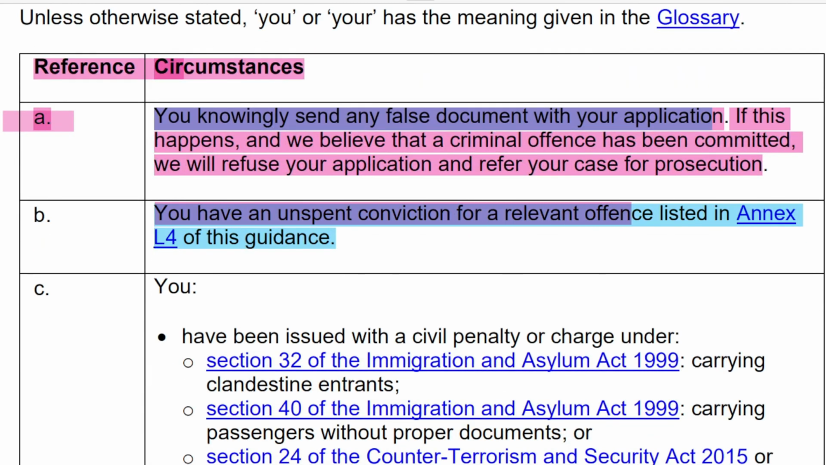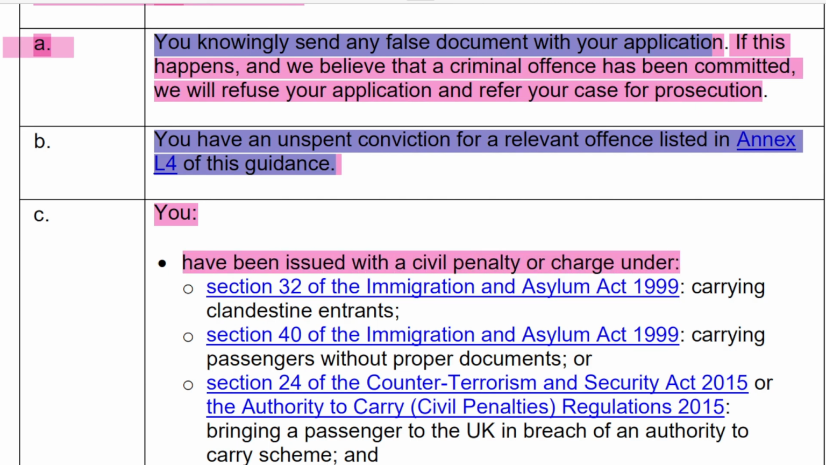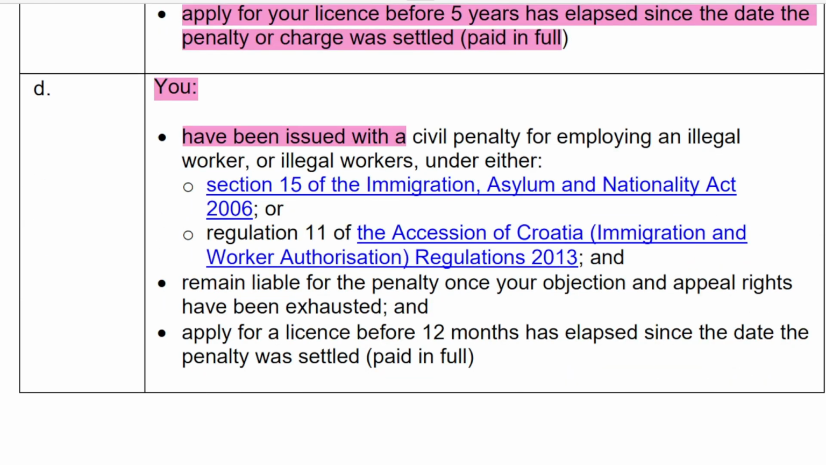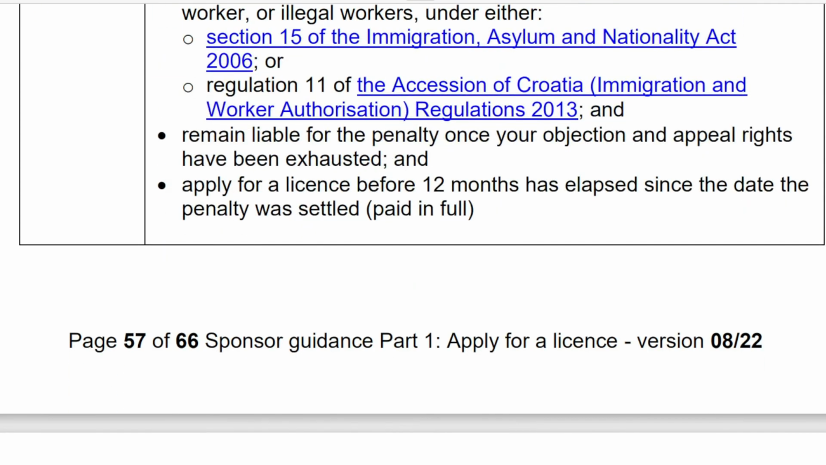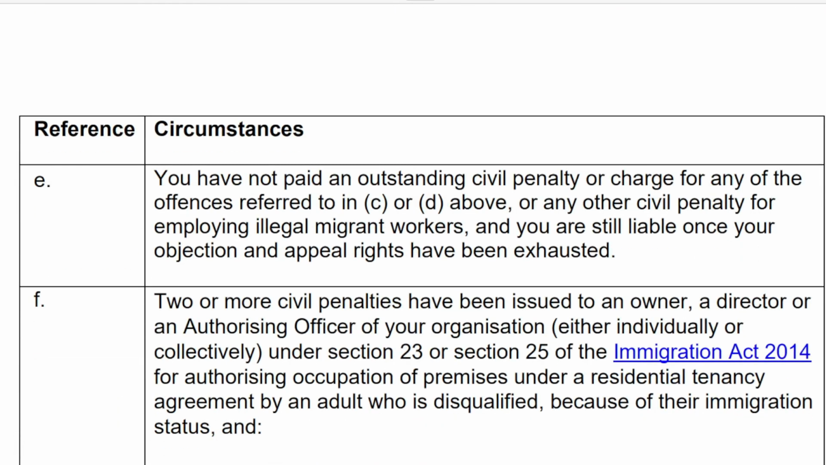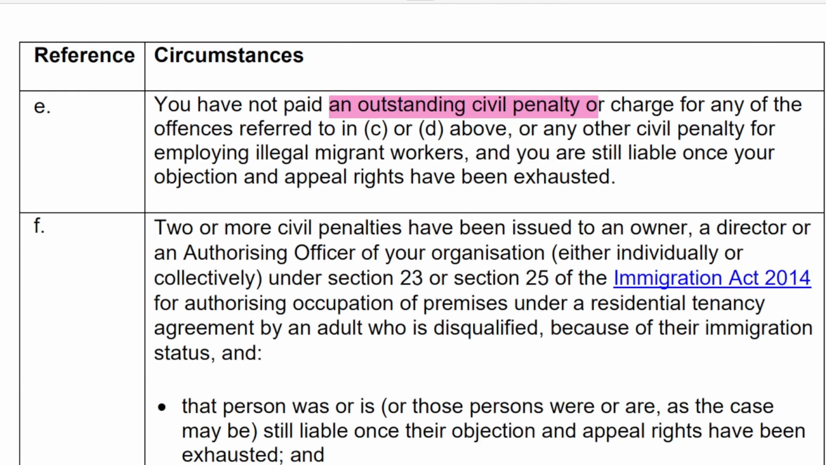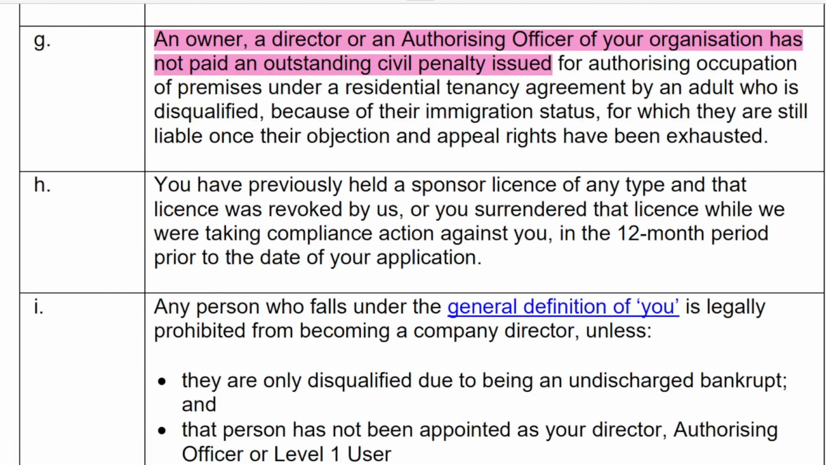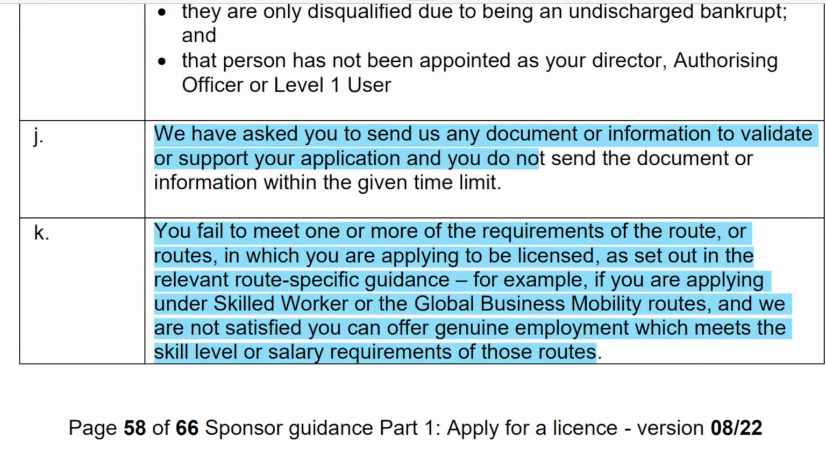You have an unspent conviction for a relevant offense listed in Annexure 1, Level 4 of this guidance. You have been issued with a civil penalty charge, remain liable for the penalty, or apply for your license before 5 years has elapsed since the date your penalty charge was settled. So these are basically all the charges under which they can refuse your license. All the civil penalties we are talking about over here. An owner or a director of, or an authorizing officer of, your organization has not paid an outstanding civil penalty issued. If you have any of these reasons, the Home Office can refuse your license.